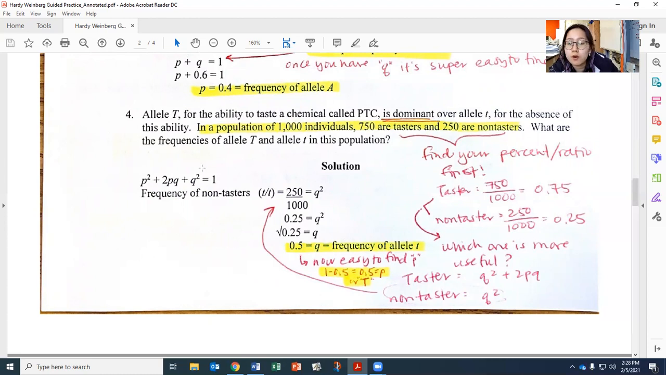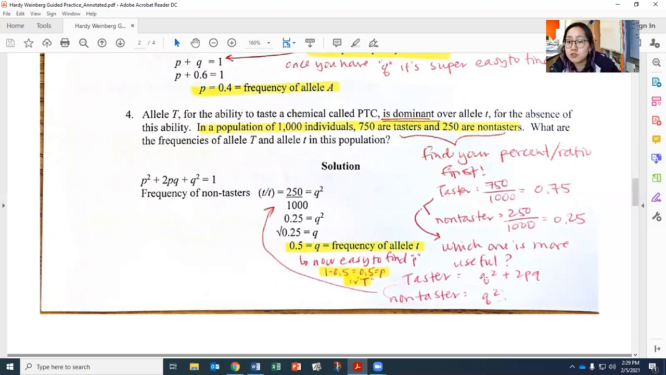In a population of 1,000 individuals, 750 are tasters, and 250 are non-tasters. What are the frequencies of allele T, capital T, and allele lowercase t in this population? So we're going to be finding our percents and our ratios first, because numbers have no use in Hardy-Weinberg. Okay, so tasters are going to be 750 divided by 1,000, because 1,000 is the total, and non-tasters are 250 divided by 1,000. Which one's more useful?